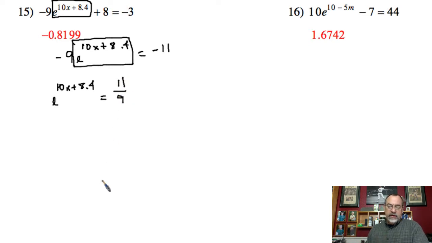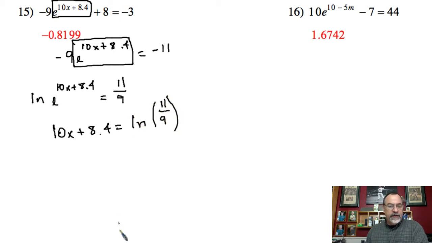Now again, don't give me a decimal approximation here, you're going to be off at the end. So now that we have this by itself, we can undo the exponent by doing logarithms. So we're going to take the natural log of both sides. Now remember, when I take the natural log of this side, it's going to simplify to this, so I'm going to go ahead and do that in one step. So this is going to end up being 10x plus 8.4 when I take the natural log of this side, but then I also have to take the natural log of this side. So we have this.